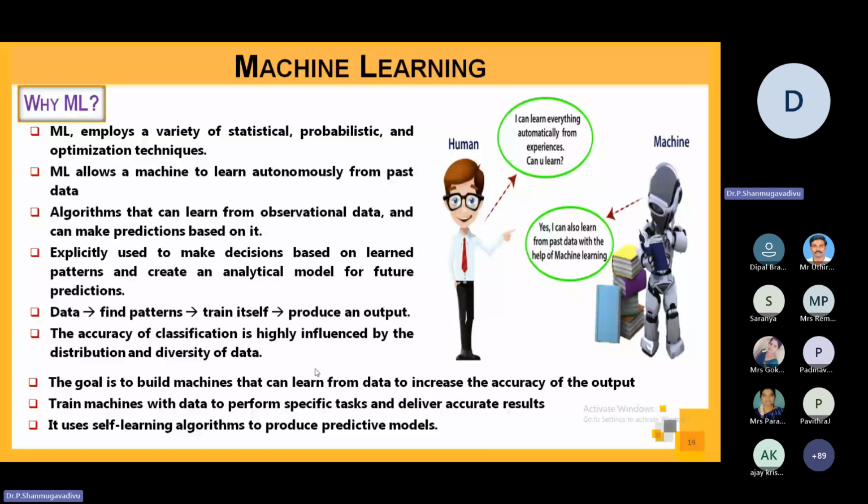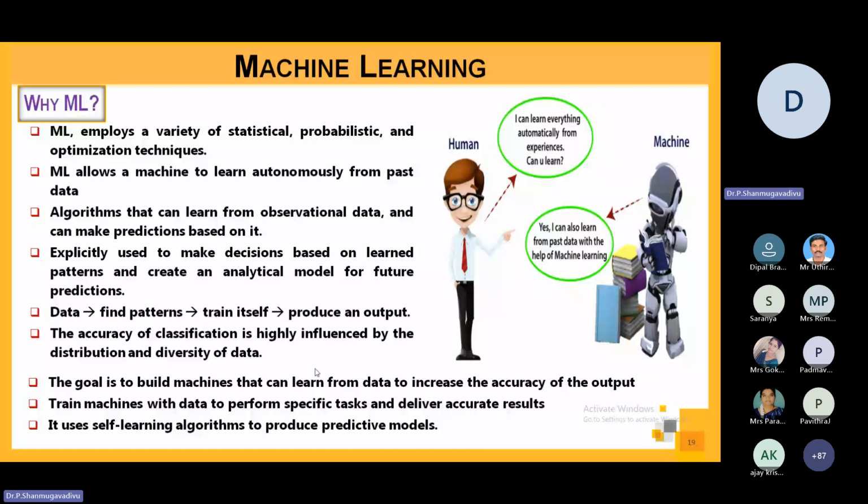The third aspect is that the model, when used for training, understands the data, produces the pattern, and then goes for producing the result. Then the accuracy of classification, that is the accuracy that we calculate, happens to be highly influenced by the variety of your data. When you build a model, you have to ensure that the accuracy keeps increasing as you work with more and more data.